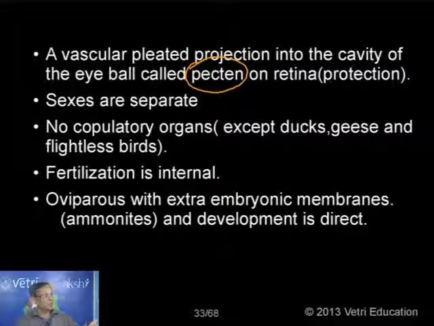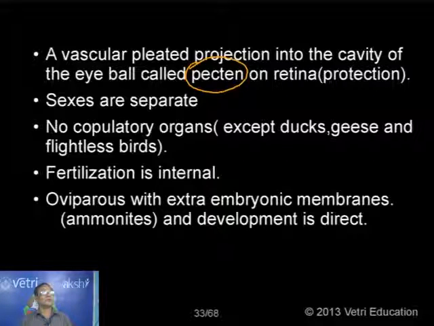So ducks, geese and flightless birds have the copulatory structure for transferring the sperm. But in the case of other birds, they do not have copulatory organs. As a general rule, in the case of oviparous animals, fertilization is internal.